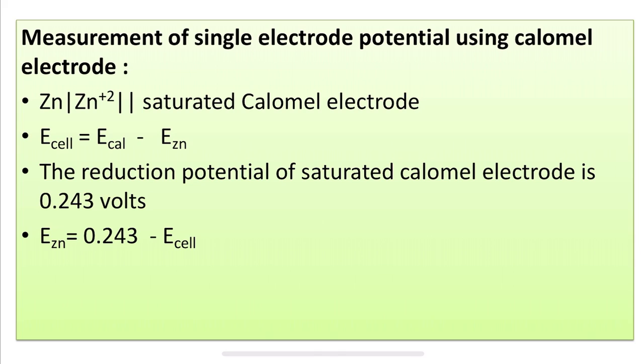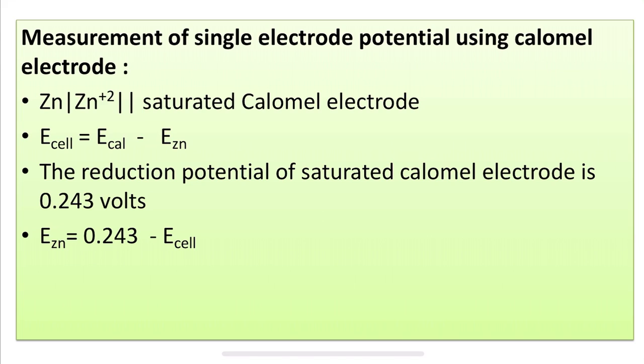As we all know, we can represent the cell in this way: Zn bar Zn plus 2, and the double line I am showing here is the salt bridge, which is connected to a saturated calomel electrode. The EMF of the cell is given by E cell equals E calomel minus E zinc electrode, that is, the reduction potential of the calomel electrode minus the reduction potential of the zinc electrode.